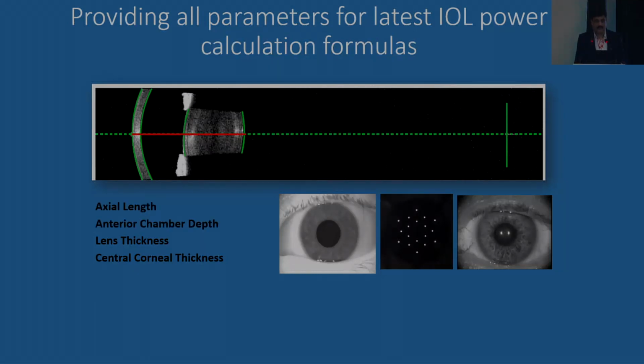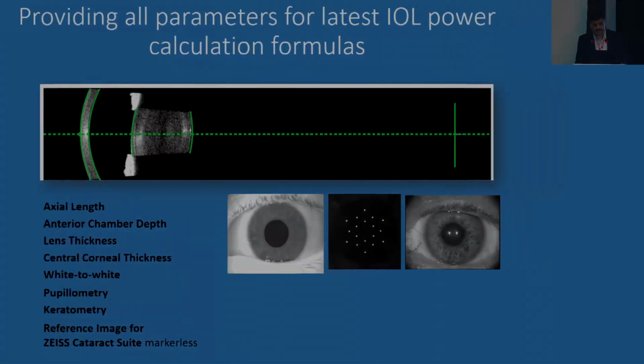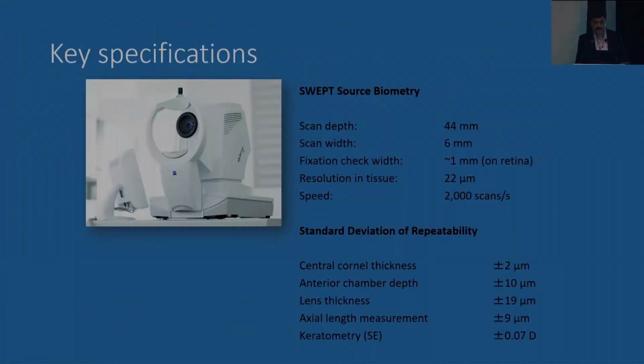Normally it looks at different parameters, which is very important. There are 7 parameters it takes into account before giving the actual reading: axial length, anterior chamber depth, lens thickness, central corneal thickness, white to white and keratometry. You have to remember these 7 points. One more advantage of this machine is that the readings can be integrated into the cataract suite, the Callisto markerless system. This is how swept source biometry works, and as I said, the speed is almost 2000 scans per second.